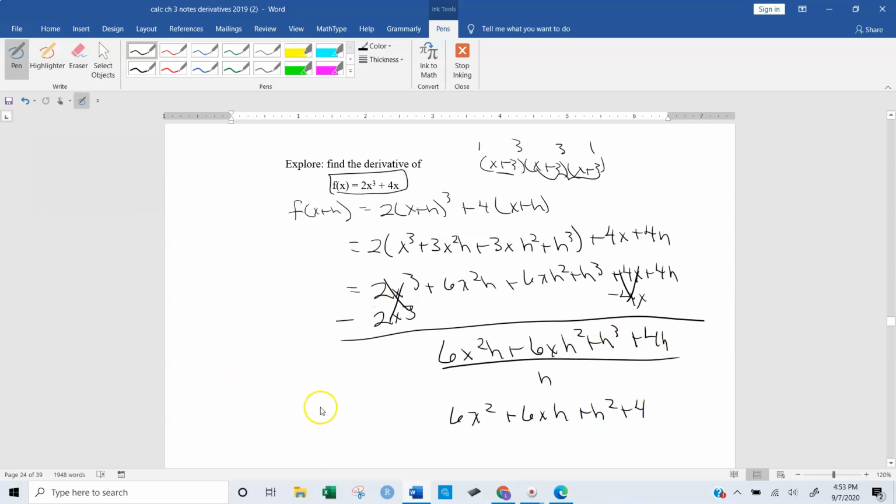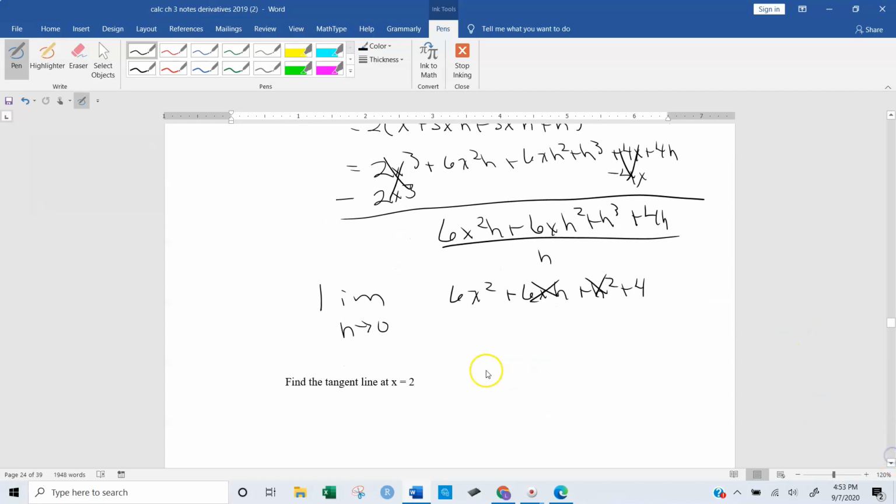Now you're finding the limit as h approaches 0. So this guy's going to disappear, and this guy is going to disappear. And you now have your formula, which is 6x squared plus 4. All right, find the tangent line at x equals 2.